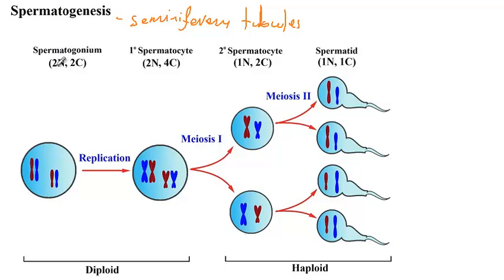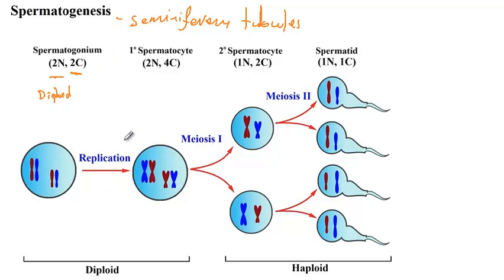Here we have a stem cell that is diploid, and that's why it's called 2N, because we now have homologous chromosomes. Every chromosome is in pair. And then the chromosomes only have 1 chromatid. So you can see each chromosome has only 1 chromatid.